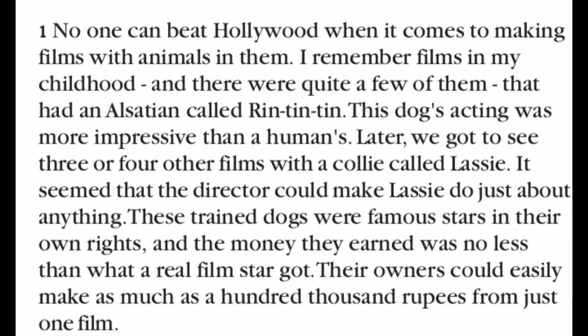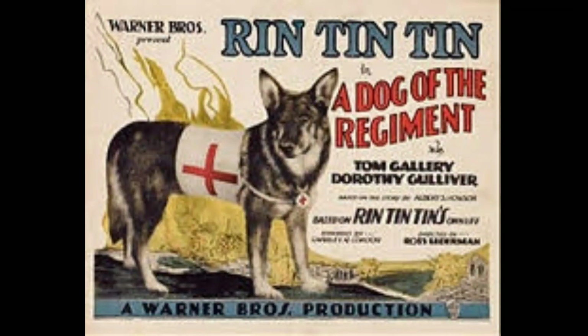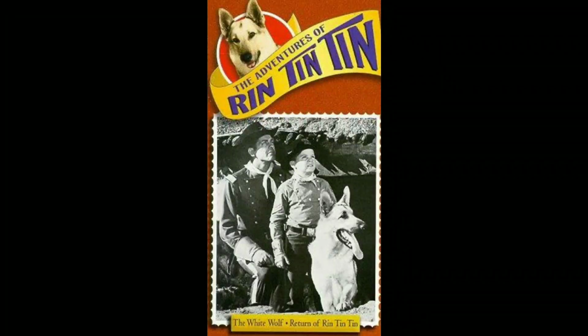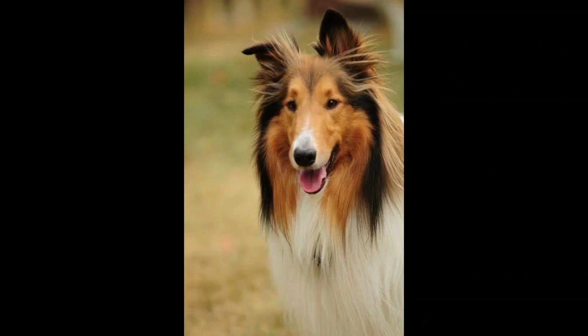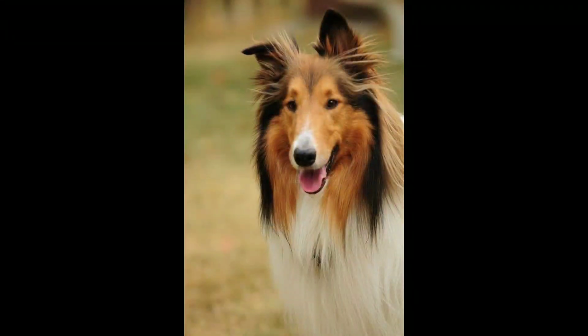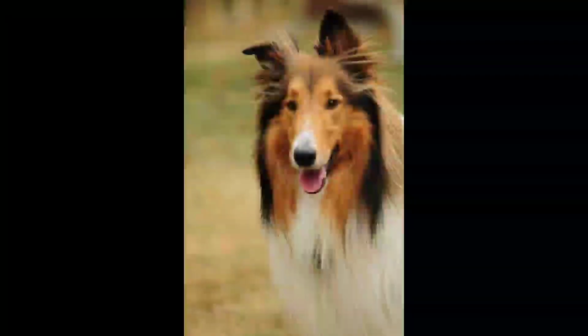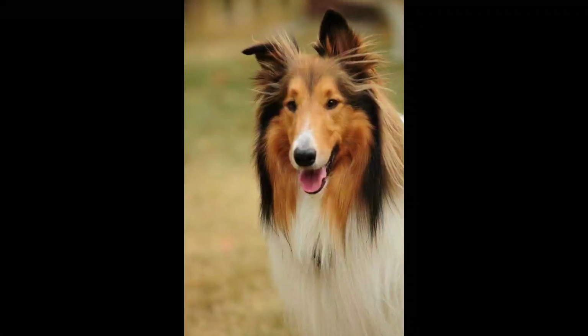What do you understand from this paragraph? That means there were some films which included animals in them. Some examples are given. A dog, Alsatian, called Rin Tin Tin. Another one is collie, another dog called Lassie. And there are not many difficult words in this paragraph. Okay, we may pass over to the next paragraph.